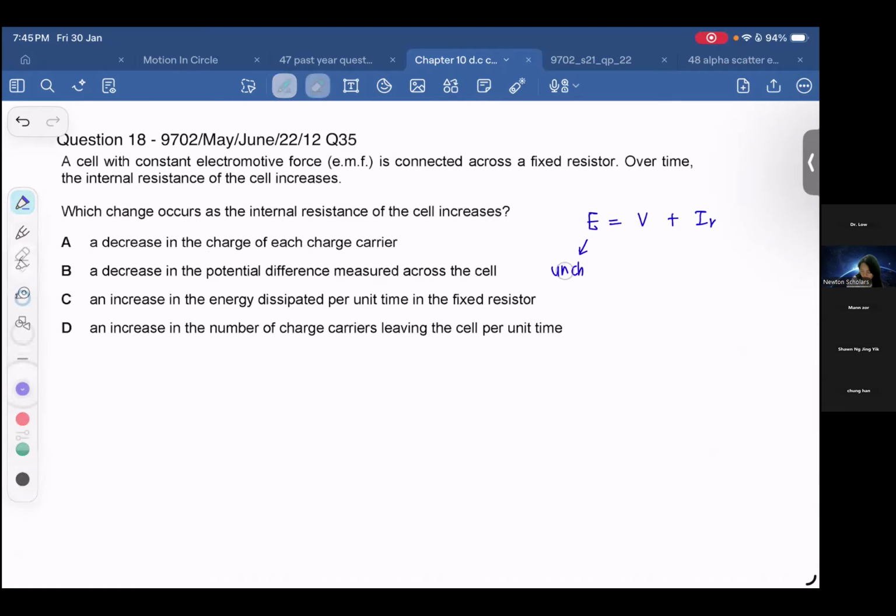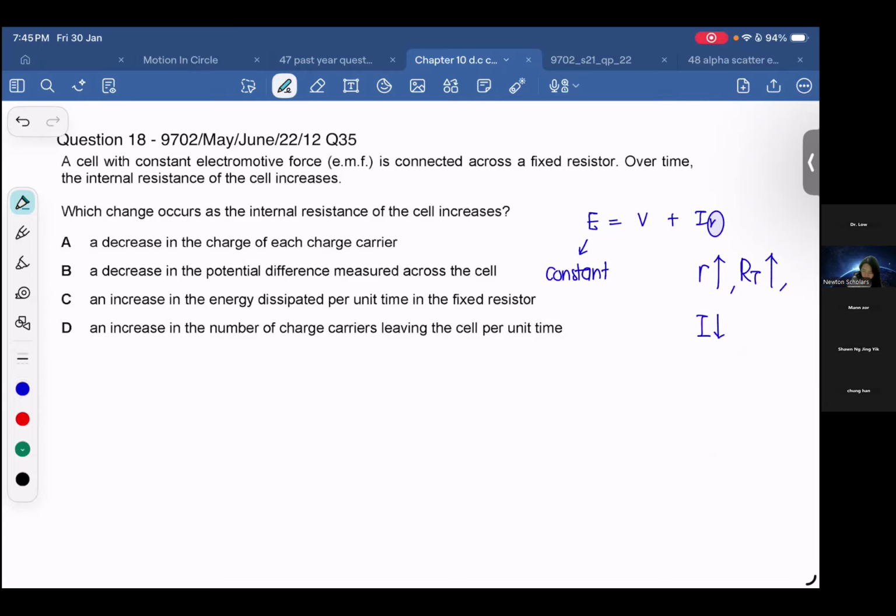It's constant. So they told you that your r here is increased. r increases, that means your total resistance also increases. Total resistance increases, what happens to your current? Wesley, correct. Kai Chen, correct. Total current will decrease, right? Total current will decrease.